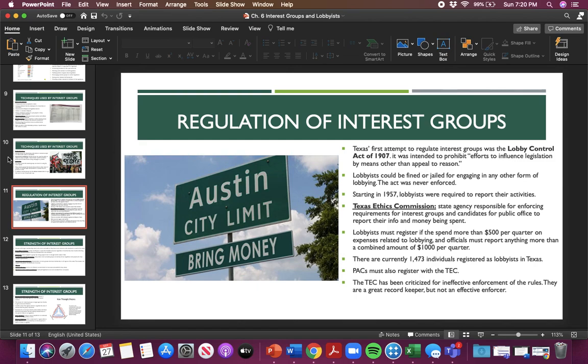There are currently, probably more than this now, over 1,400 registered lobbyists in the state of Texas. Political action committees have to register with the Texas Ethics Commission. And the biggest criticism of the Texas Ethics Commission is that it does a great job of keeping track of all this information, but it doesn't do a good job of enforcing the law or enforcing regulations and punishing people when they violate these laws.